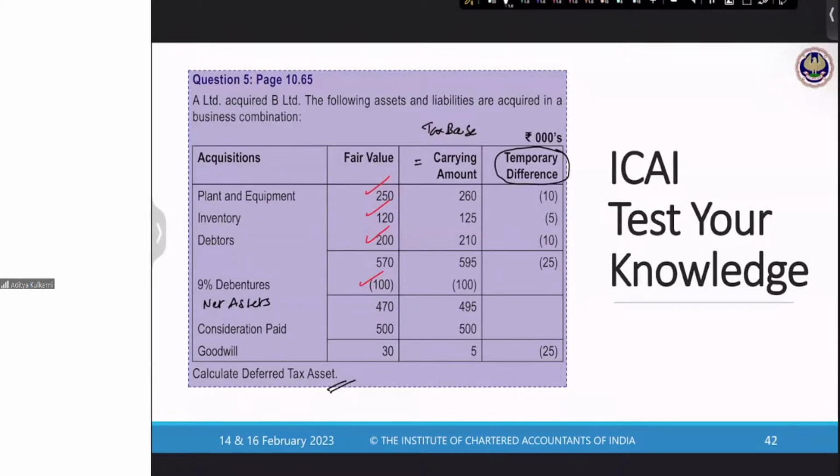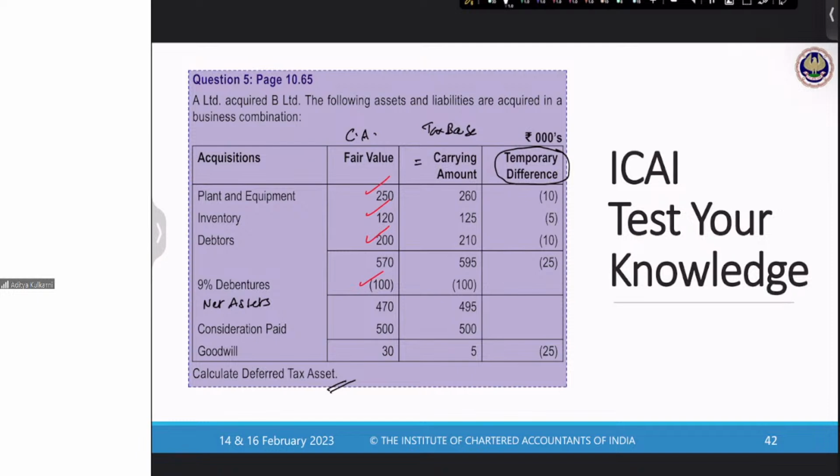So now this in fact becomes your carrying amount. It is this figure, the fair value, which becomes your carrying amount. And the existing carrying amount is going to be assumed as tax base. So fair value is the carrying amount because you are taking over the assets and liabilities at fair value. Because the tax base is not given, the existing carrying amount has to be assumed as your tax base.